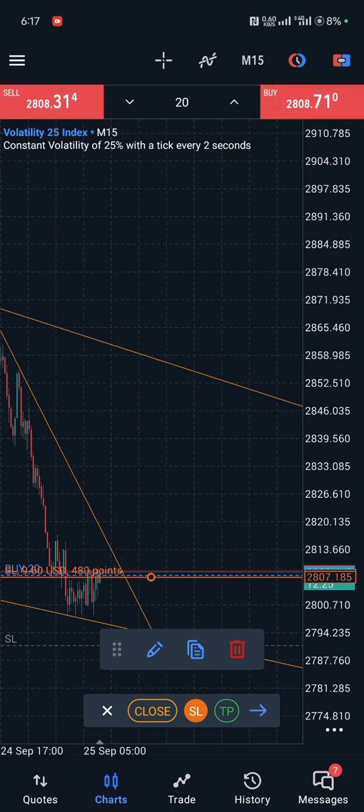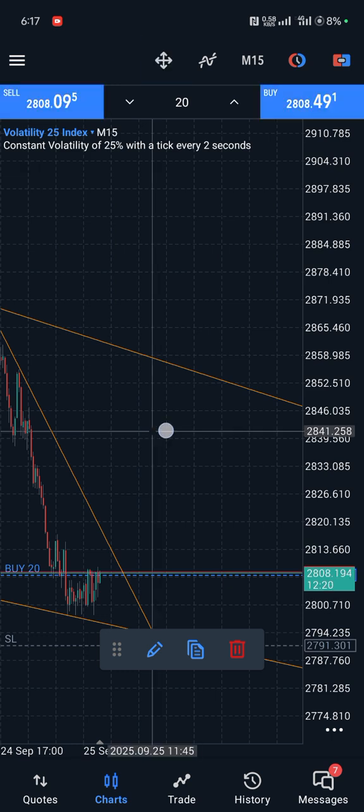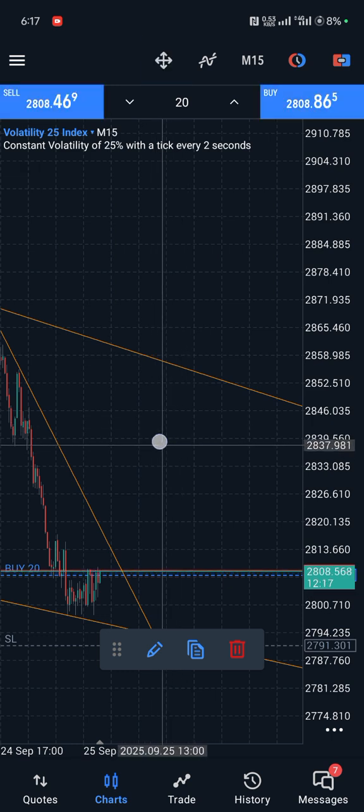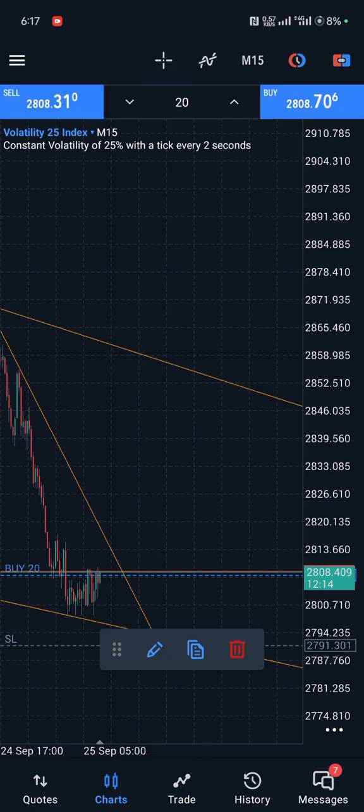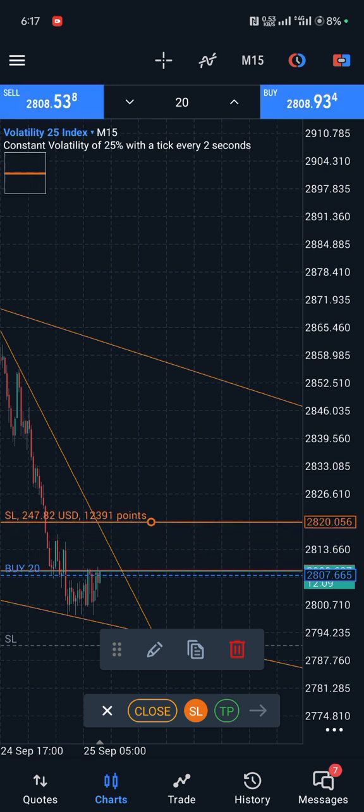Locking profit is maybe when the candle has moved somewhere around there. See this mark, the candle has moved somewhere around there. And what do I do? I just place my SL a little ahead. You understand? That is, I've locked about 247 US dollar at around this time.